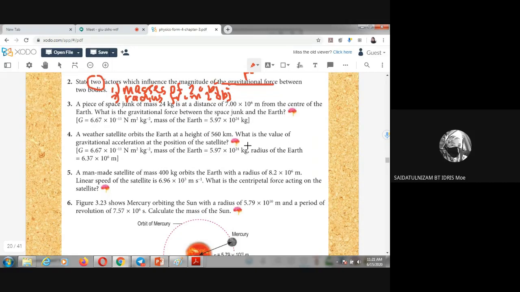Okay, for number 3, this has a mass, right? Okay, for example, like this. This is Earth, the mass of Earth here. It says a piece of space junk. It means the mass of this space junk is 24. The distance is 7 times 10 power of 6 from the center of the Earth. So this distance is 7 times 10 power of 6.